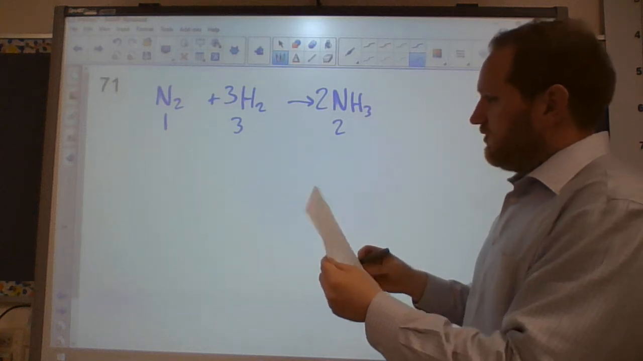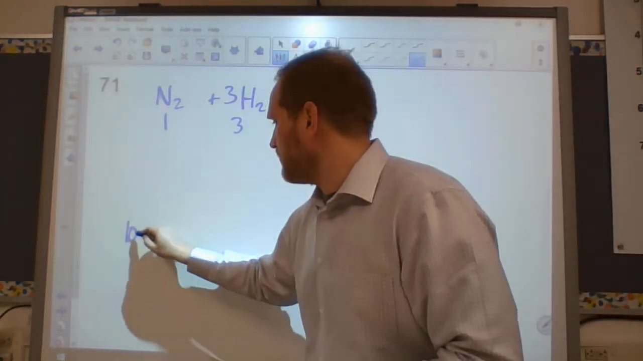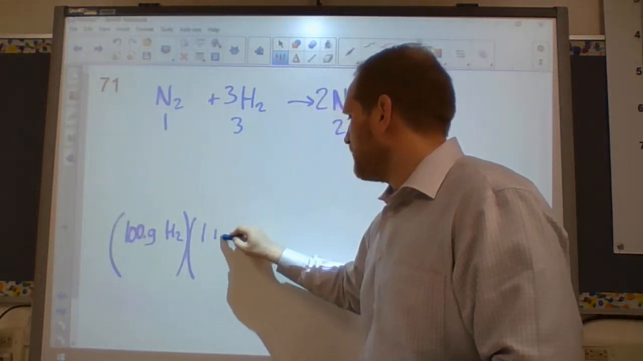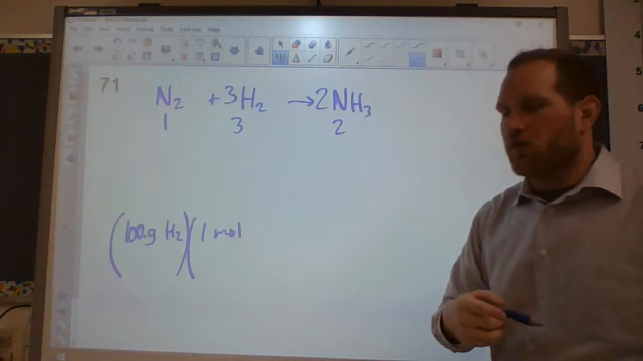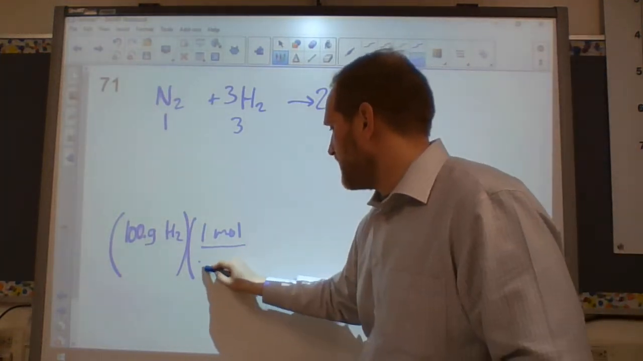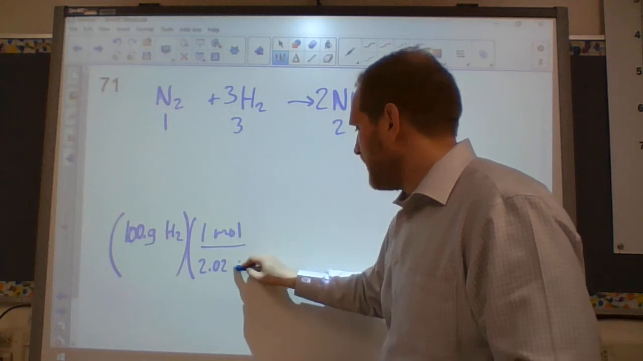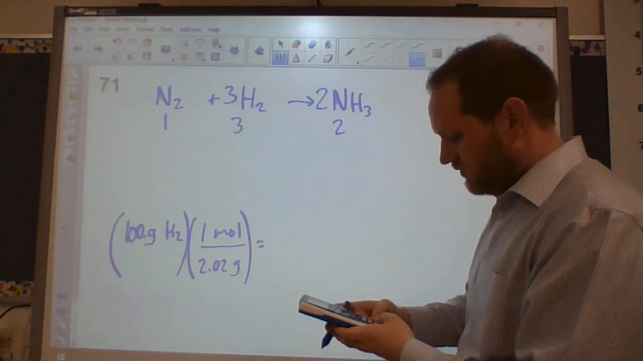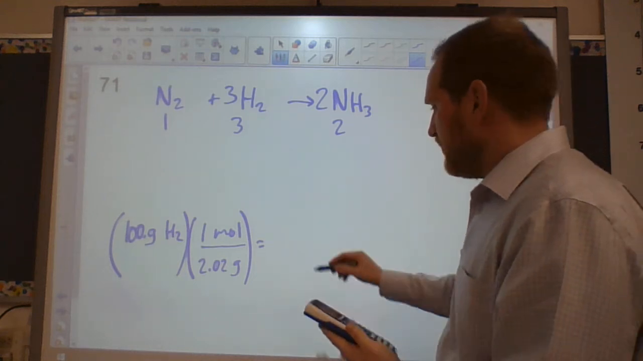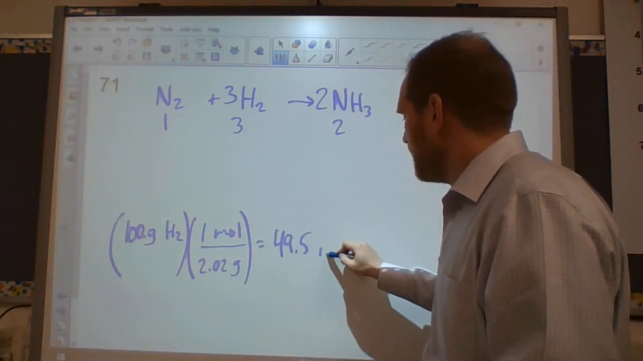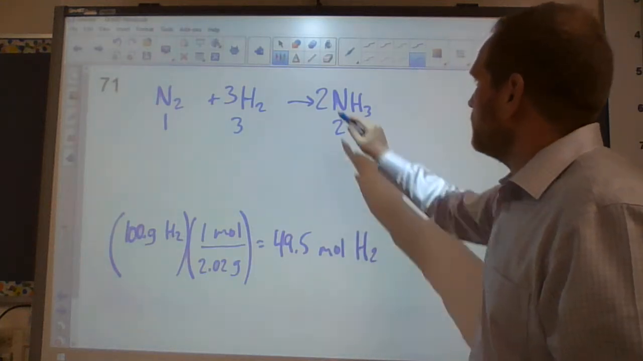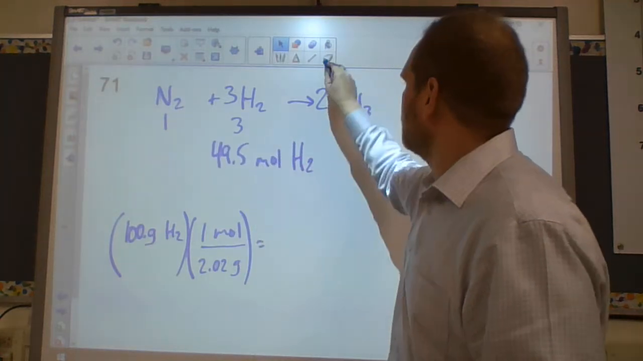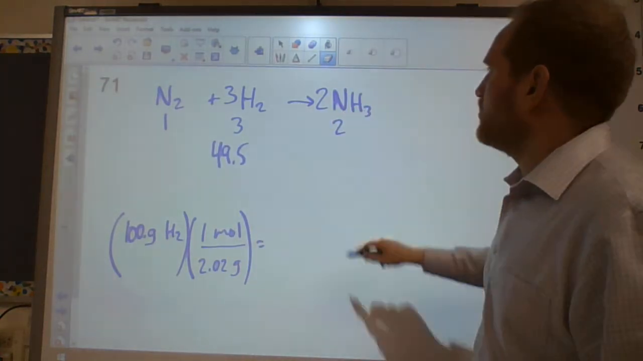we have 100 grams of H2. Let's turn that into moles. So 1 mole. Hydrogen is 1.01, so H2 is going to be 2.02 grams. This will be around 50. Well, let's see. 100 over 2.02, 49.5. And that's moles of H2. Okay, so this is going to go here. So that's how many moles of H2.